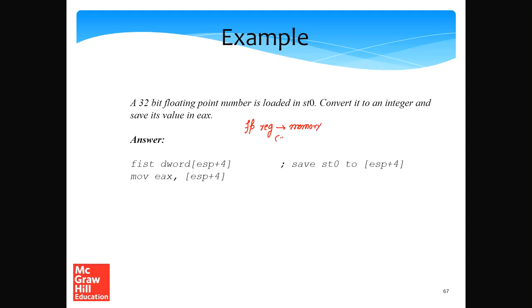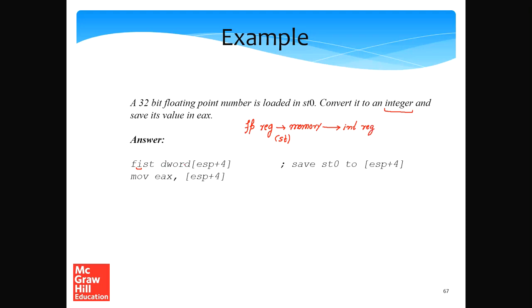So this is a store. So we need to use some variant of the FST instruction. And since conversion to an integer is also there, the instruction that we need to use is FIST, right? FST for store and I for the conversion to integer. So we want to save this in a memory location first, and then transfer it from memory to a register, to an integer register, because we cannot directly transfer a floating point value to an integer register.